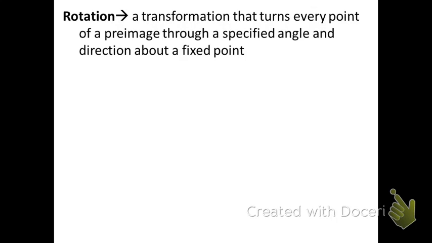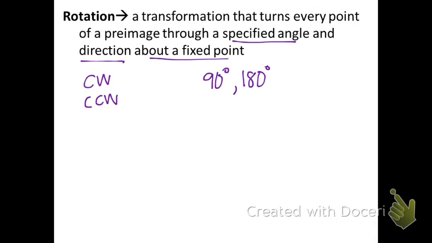A rotation is a transformation that turns every point of a preimage through a specified angle. So when we talk about the specified angle, usually we'll talk about 90 degrees or 180, but it's not limited to those two. And when we talk about direction, we're talking about clockwise or counterclockwise, and it'll be about a fixed point. Some of our points will be the origin, but others will change.